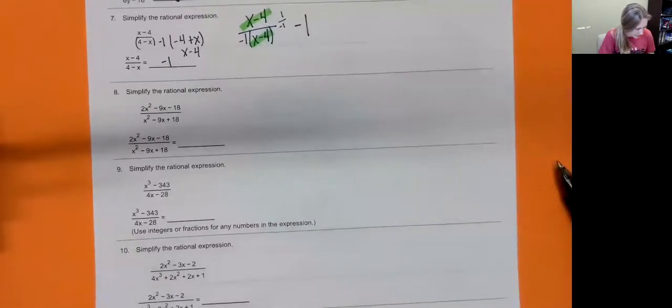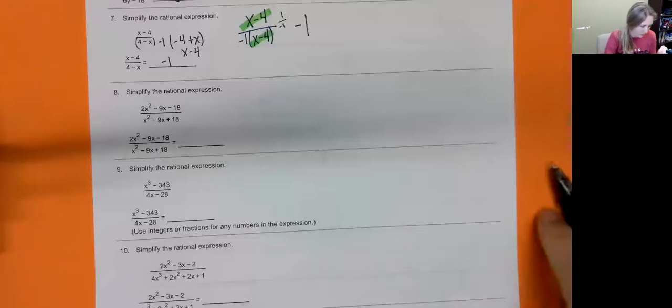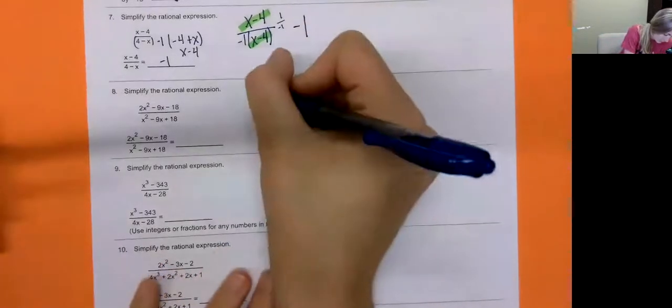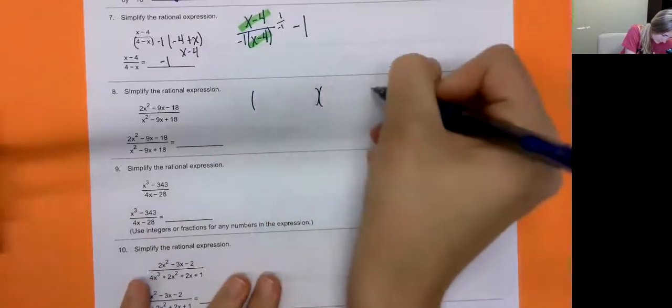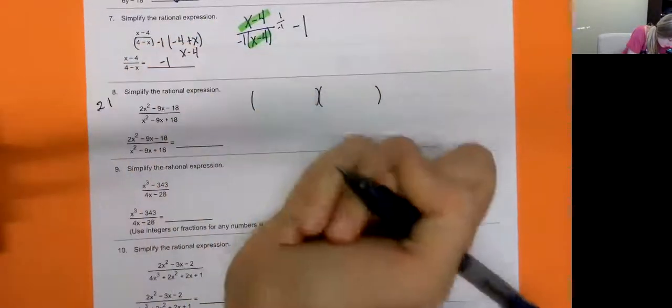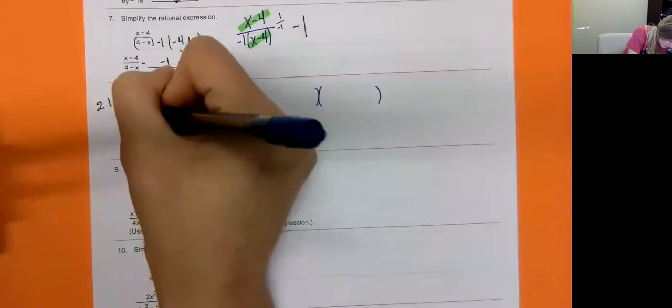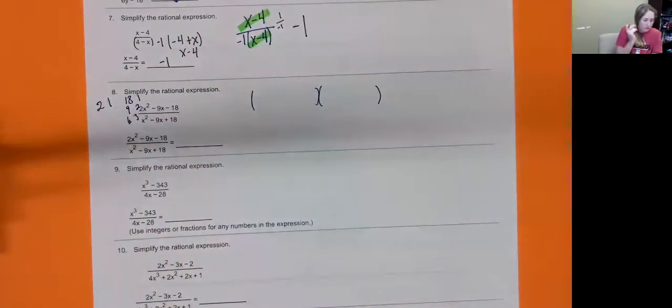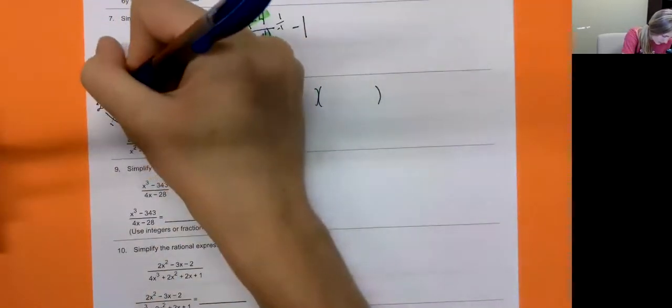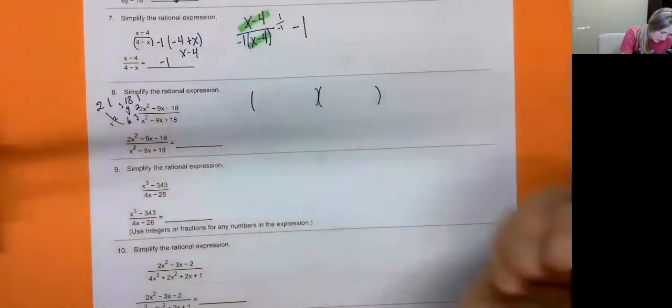Okay. Simplify the rational expression. So this one, we're going to have to factor, like what we've been doing. So I have factors of 2. So 2 and 1, and then 18. I have 18 and 1, 9 and 2, and 6 and 3. And I need them to subtract to get 9. So 6 times 2 is 12. 3 times 1 is 3. 12 subtract 3 is 9.